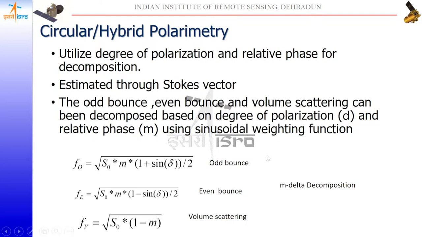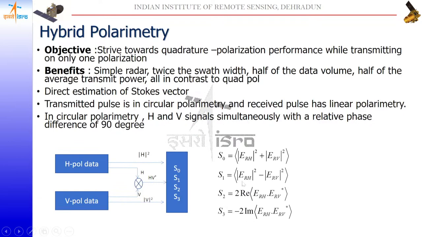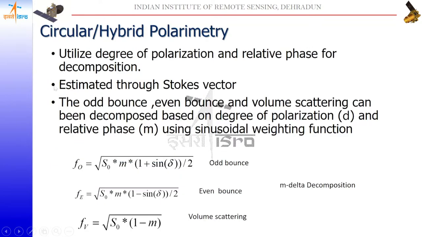In circular or hybrid polarimetry, it utilizes the degree of polarization and relative phase, which can be estimated through the Stokes vector. So these are the Stokes vector. From there we can deduce the degree of polarization and relative phase, and we can put this in this fashion, where S0 is the Stokes vector, m is the degree of polarization, and delta is the relative phase, and we can deduce three components: odd bounce, even bounce, and volume scattering.